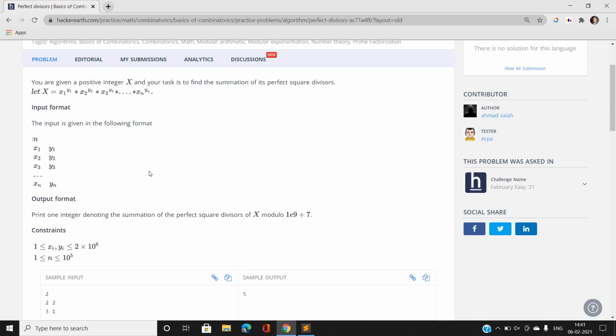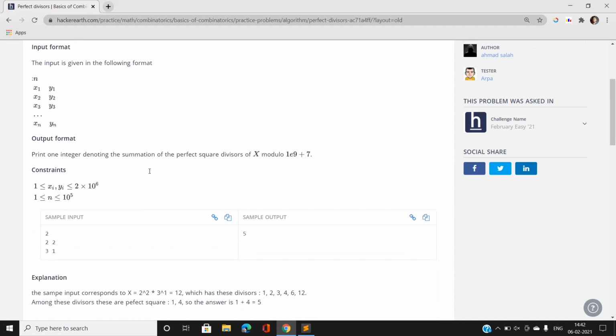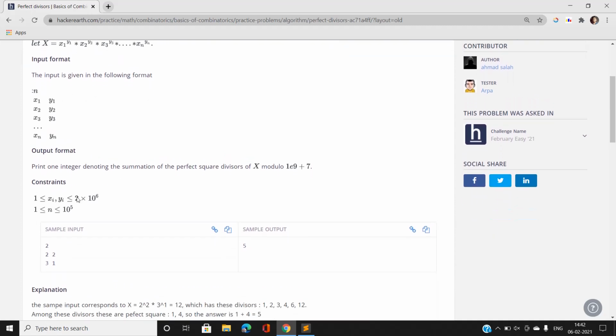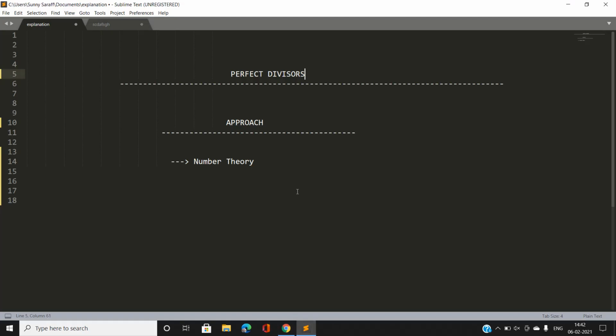So how are we going to approach this question? Before moving further, note that xi and yi can vary up to 10 power 6, and n can vary up to 10 power 5. So how are we going to do this in the most efficient approach? Let us understand this. The approach would be simple number theory basics.